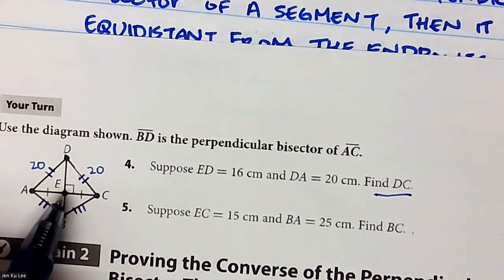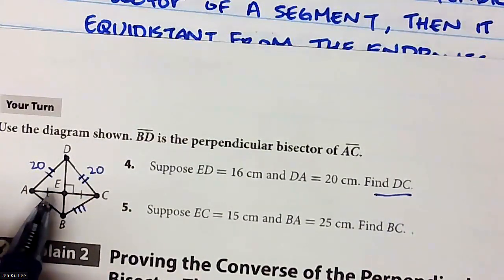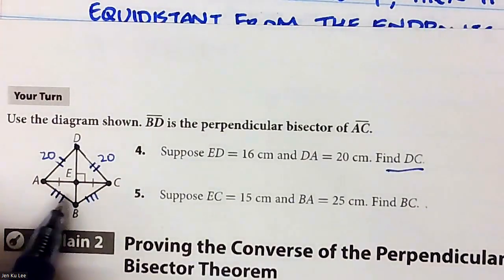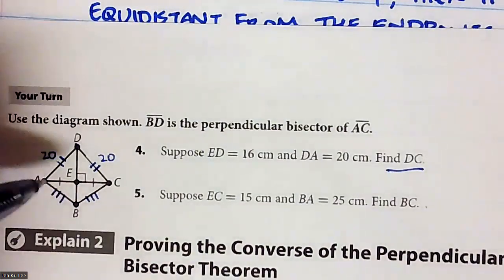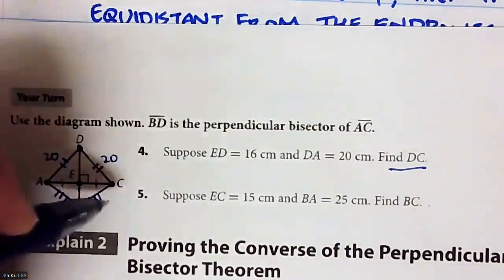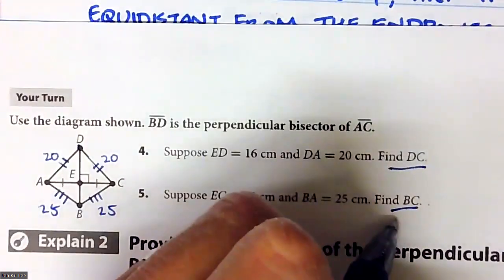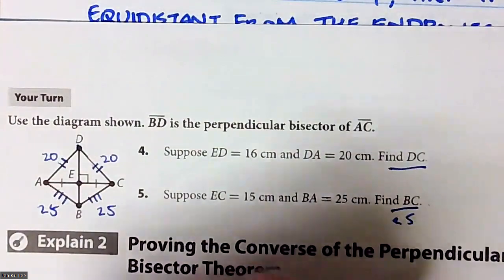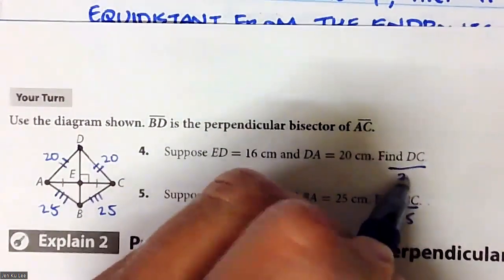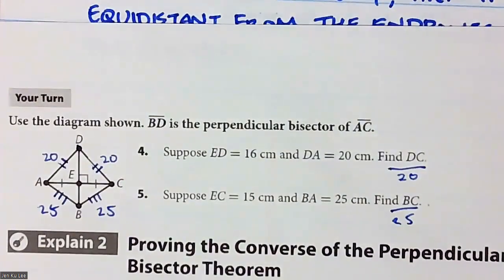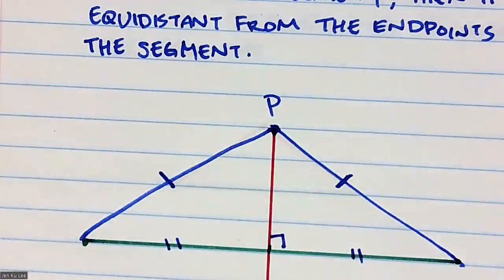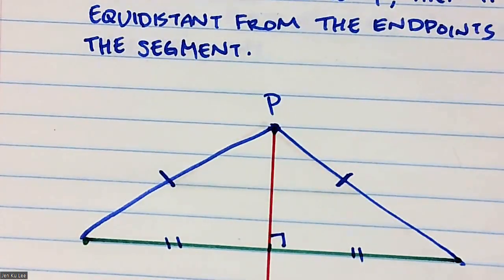Okay. So look at number 5. EC is 15, so I know EA is 15. That doesn't really matter for this question, but I'm just letting you know. BA is 25, so I know BC is also 25, and that's my answer. So that's 25, and DC is 20. Okay, so that's just a quick example of what we're going to do today in our assignment.